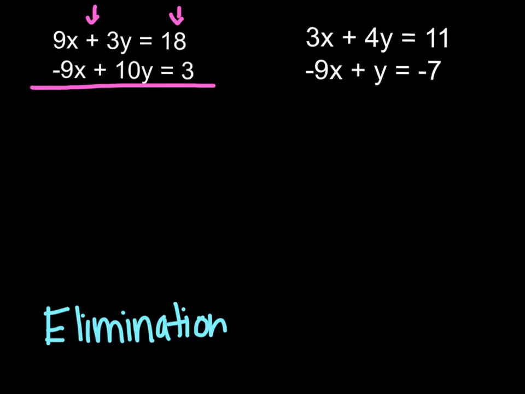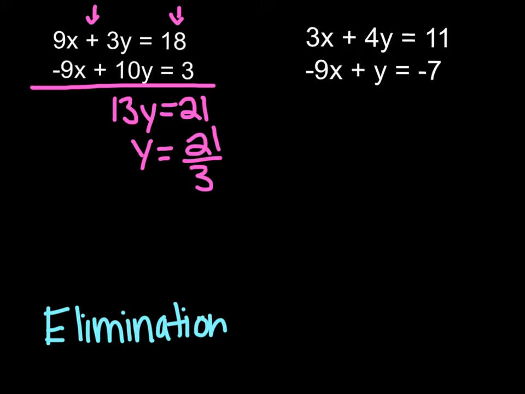So I have 9x combined with negative 9x is 0, 3y combined with 10y equals 13y, and 18 combined with 3 equals 21. So y equals 21 over 13. Now I'm not done. I need to substitute my value for y back into my system of equations, and I can substitute it in for either the first equation or the second equation. It doesn't matter. And I'll find my ordered pair x, y. I'll do it in the next one.